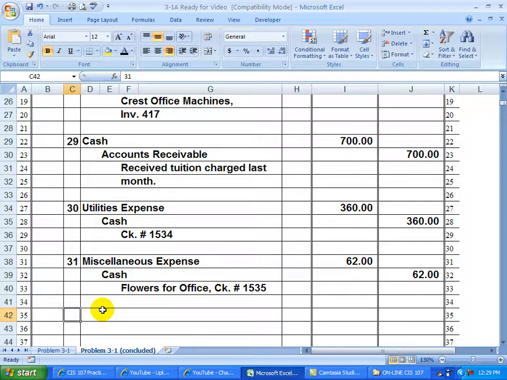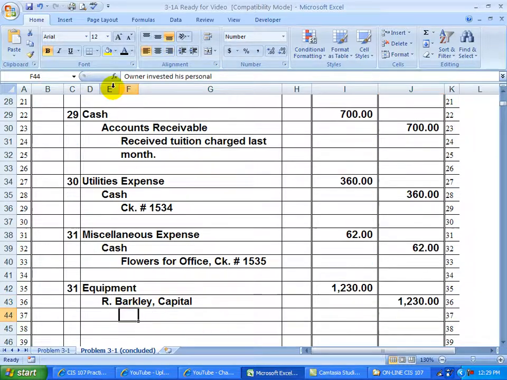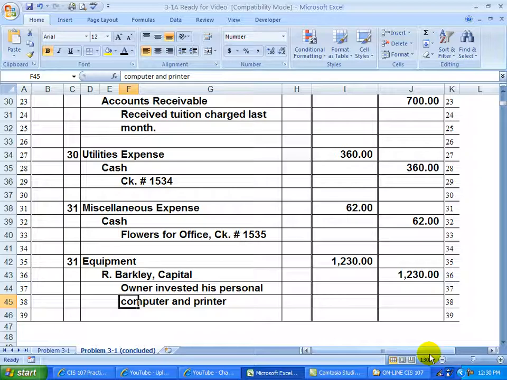The last one, the owner invests his computer from home. Fair market value is $12.30, so fair market is not what he paid for, but what it's currently worth. So here's the 31st. Here's equipment, that's what he's putting in for $12.30. And anytime you invest something, that's going to be an increase to capital. And in your explanation, you're going to tell what he did invest. So owner invested his personal computer and printer. Okay. And that concludes 3.1a.